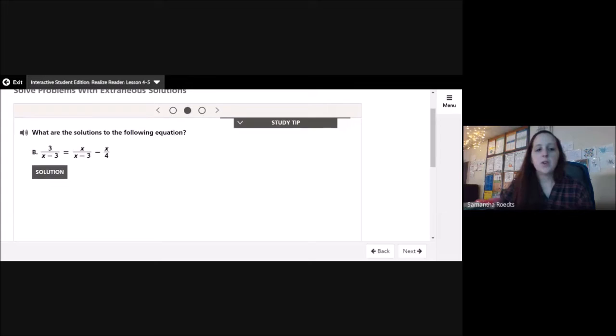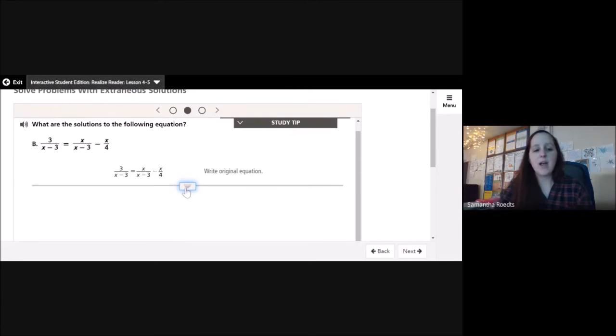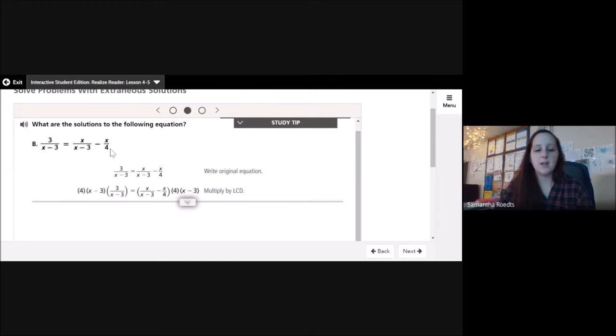All right. So what are the solutions to the following equation? 3 over x minus 3 equals x over x minus 3 minus x over 4. Looking at this, I know right away that 3 cannot be a solution. It'll be an extraneous solution if I end up with that when I solve, because that would make the denominator 0. So again, I multiply by 4 times x minus 3 because that's my LCD.